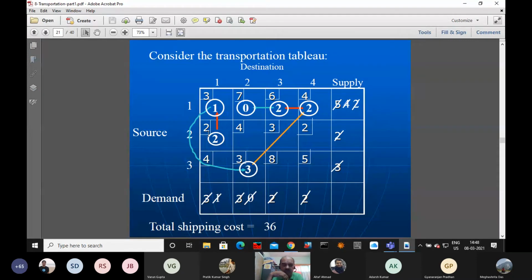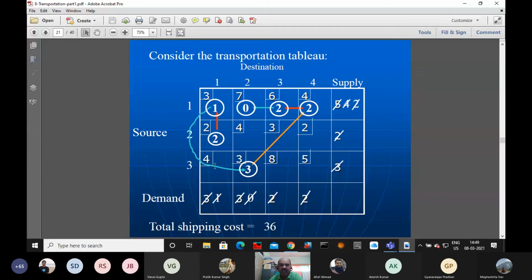Now, how to allocate? We'll allocate in this manner. With respect to this cell, in the row itself, there are 2 units, and in the column itself, there are 3 units. Minimum equal to 2 units. So that 2 units we allocate to this cell. After allocating, we have reduced 2 from this 2, so that is 0, nothing is left out. And from 3 we are reducing 2, so only 1 unit is left out.